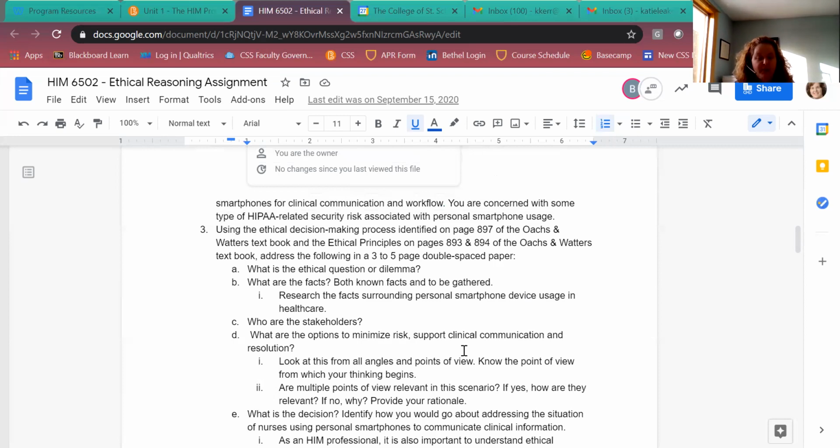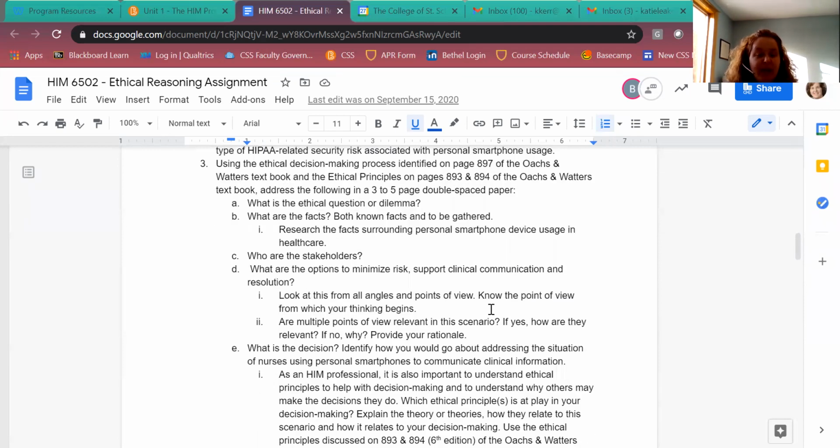Make sure you read about each of those and you read the chapter essentially before you get too far into this. So in your paper, I want you to first identify what is the ethical question or dilemma in this situation. With nurses using their own smartphones, what is the ethical dilemma there, or the ethical question?